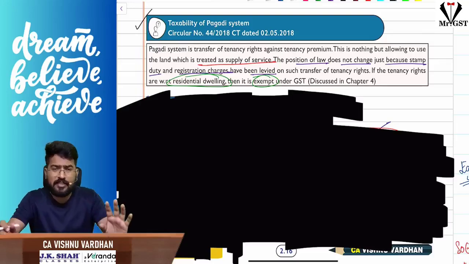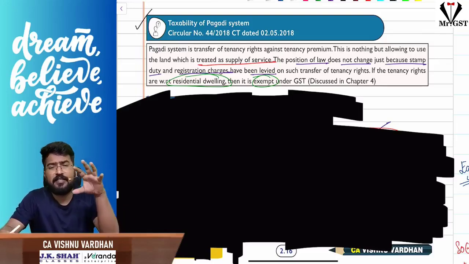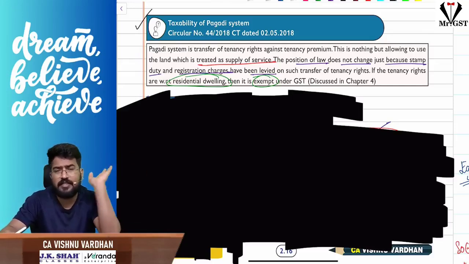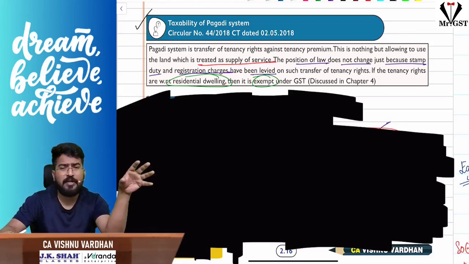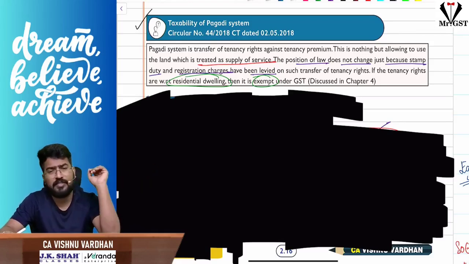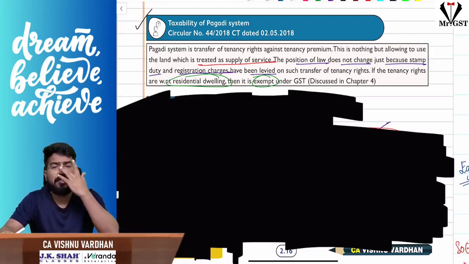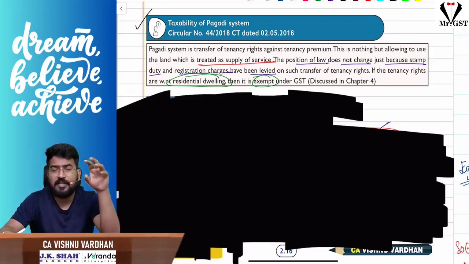The next clarification is regarding the Pagadi system. See, generally we know that if there is a sale of land or building, there is no GST, because we understand that it is immovable property. But the common man's understanding is that we are already paying stamp duty, the registration charges, all that stuff. So there is no GST. That means if they pay stamp duty and registration charges, there is no GST according to them.